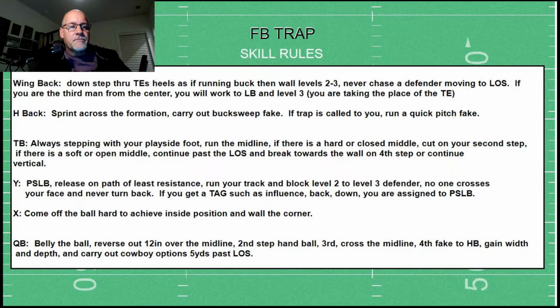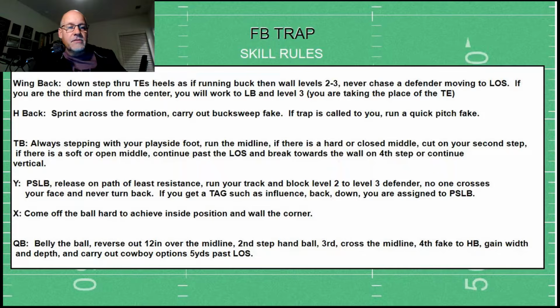Our tight end, play side linebacker, release on path of least resistance. You'll figure that over time. Run your track, block level 2 to level 3 defender. So if you're going to block the linebacker and he's scraped to the line of scrimmage, you're not going to go down, you're going to go up. No one crosses your face, and never turn back down, as we just said. If you get a tag such as influence, back and down, you're now automatically assigned to the play side linebacker. No level 3.